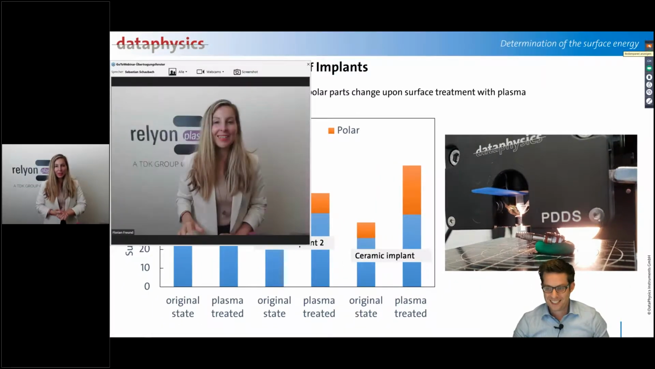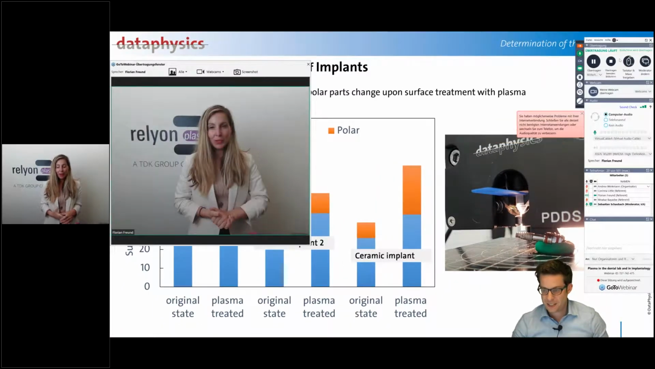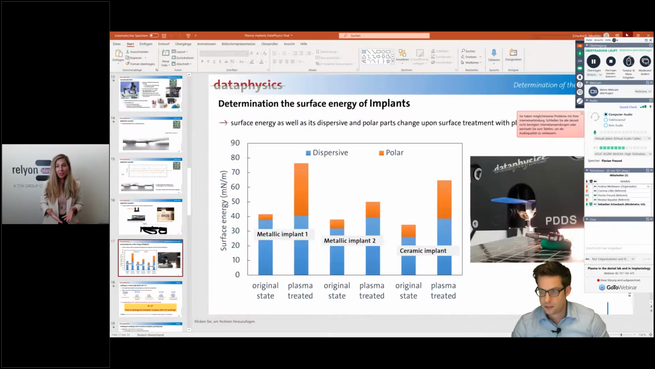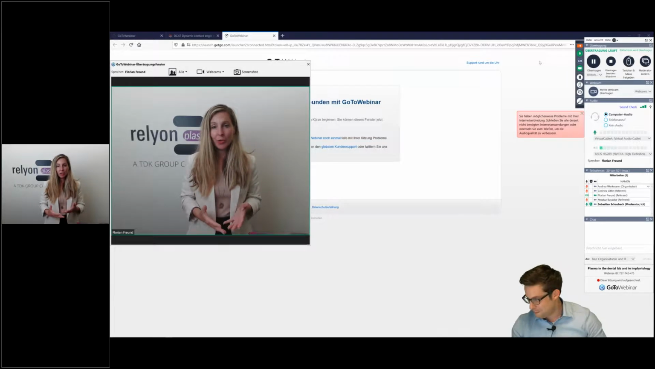Thank you very much, Mr. Schauerbach, for the very impressive presentation of the possibility of contact angle measurement with special Picoliter dosing systems. In our daily work, we can't live without contact angle measurement to investigate difficult material surfaces.